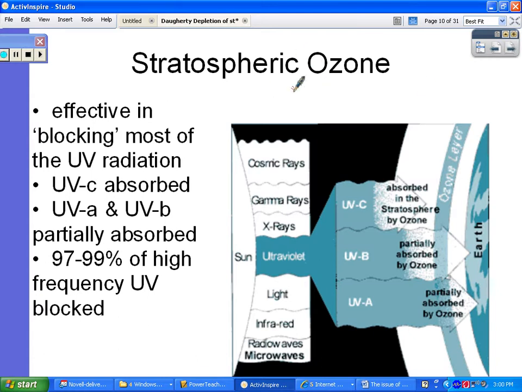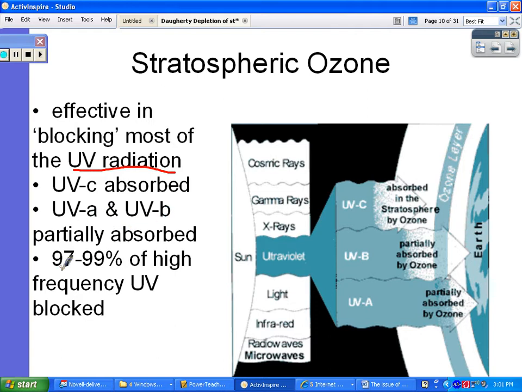Okay, a little bit more about our very important stratospheric ozone layer. The reason it's so important is because it blocks UV radiation. Okay, there are three different types of UV radiation. The worst one is the UVC radiation. The stratospheric ozone, you can see over here, actually absorbs all of the UVC, so that's good because that one can do major, major damage. And it absorbs most of the UVA and the UVB rays.